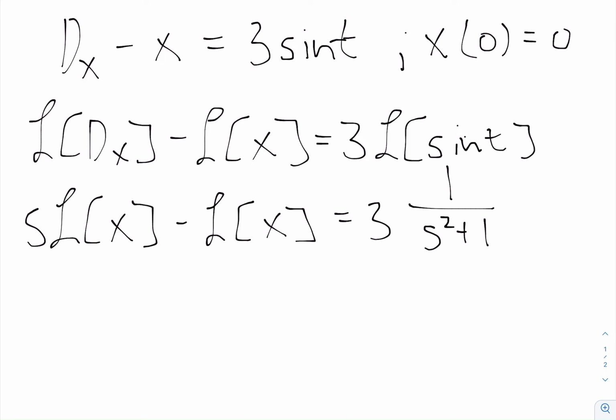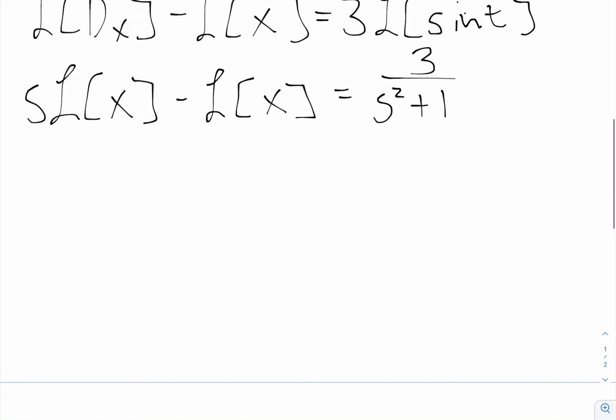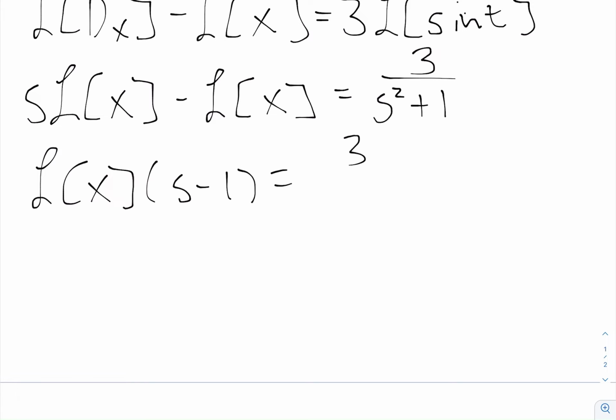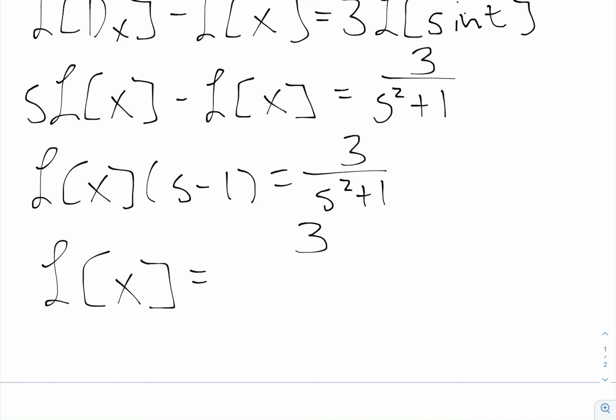Okay, so now I'll just distribute this 3 into the top, so it'll be 3 over s squared plus 1. And if we were to factor an L of x out here, we'd get L of x times s minus 1 equals 3 over s squared plus 1. So we'll get that the Laplace transform of our function x, when we take the transform of it, is 3 over s minus 1 times s squared plus 1.